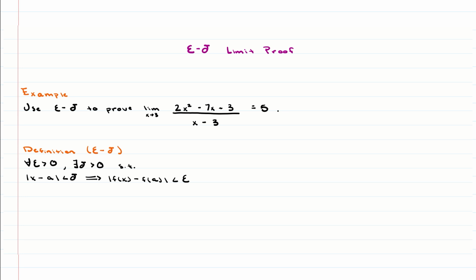So for the example that we were given, we need to show that for all epsilon greater than 0, there exists a delta greater than 0 such that if the absolute value of x minus whatever x is approaching, which for us is 3, is less than delta, then the absolute value of f(x) minus whatever the limit equals, which for us is 5, is less than epsilon.